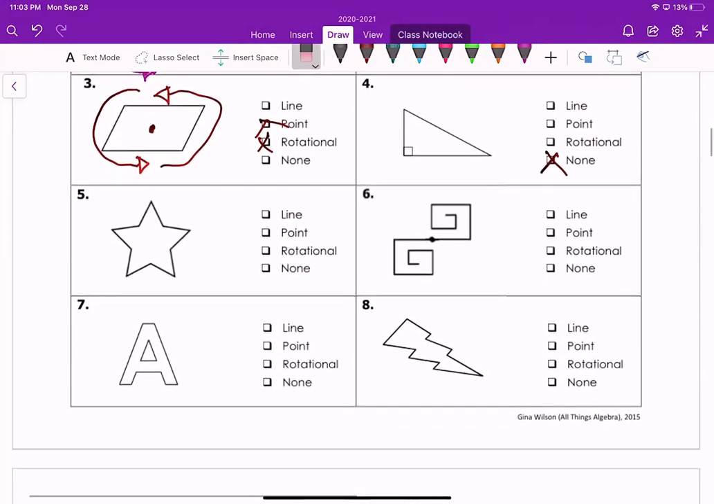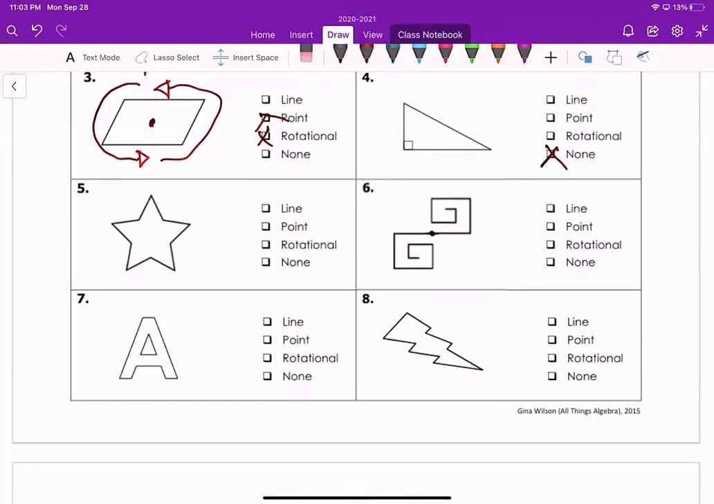Number 5 is line and rotational. And here's the thing, I could cut this little star in half, cut Patrick in half. And the left side of Patrick is the same as the right side of Patrick. It's okay, SpongeBob, it's okay. And rotational, again, if I rotate it 360 degrees, there it is.